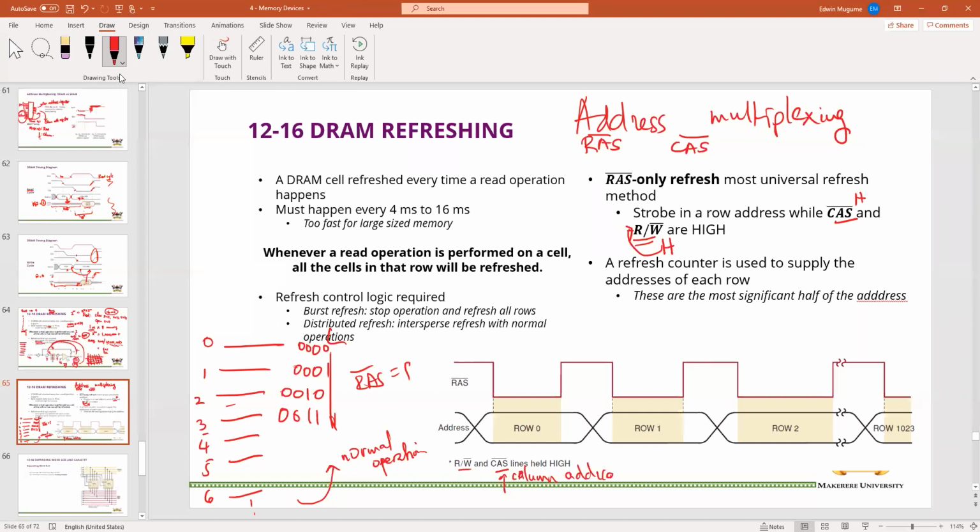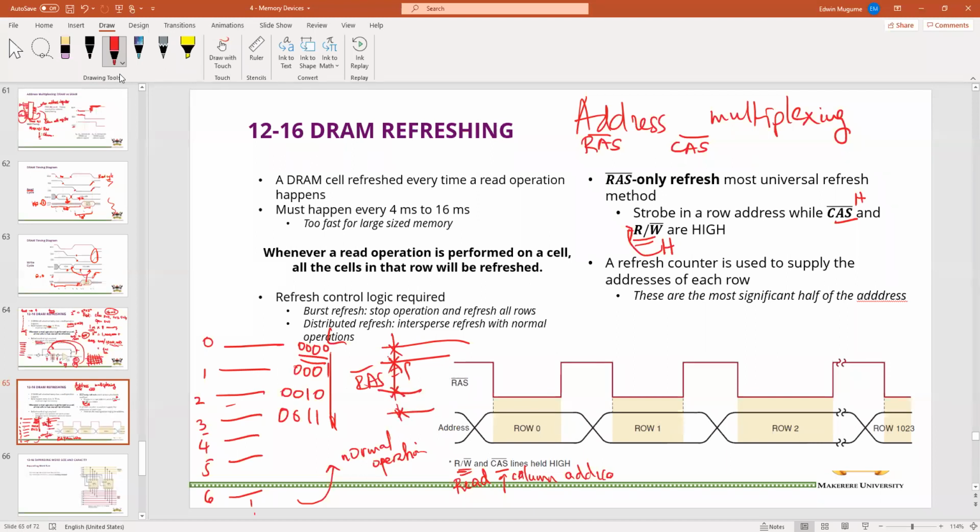So you don't have any column addresses going in. And then this one will make sure that we can read. That is, the read operation is the one that refreshes the memory. And then we find, and this one is an address of the first row and the first column. This one is the first column, second row. That one is first column, third row, and so on.